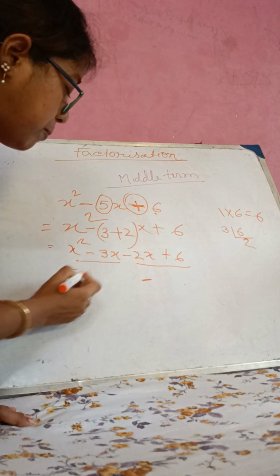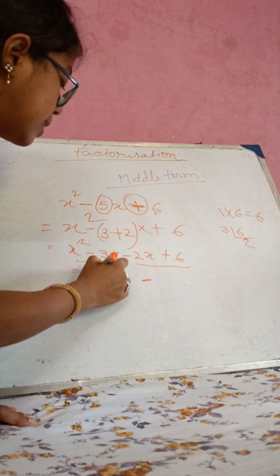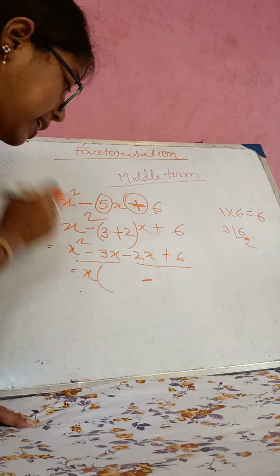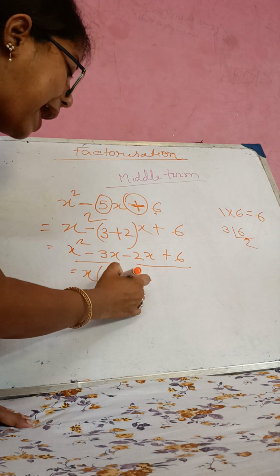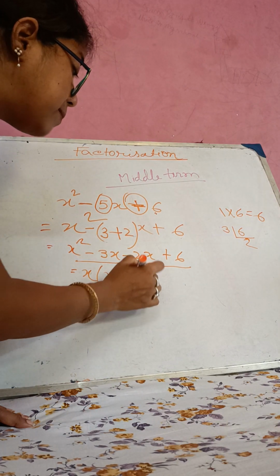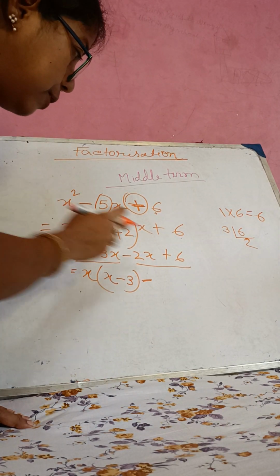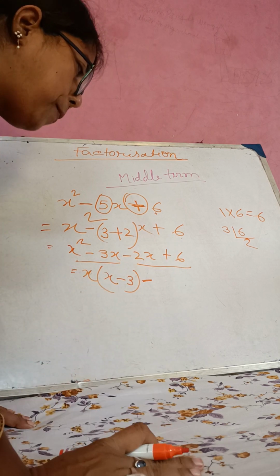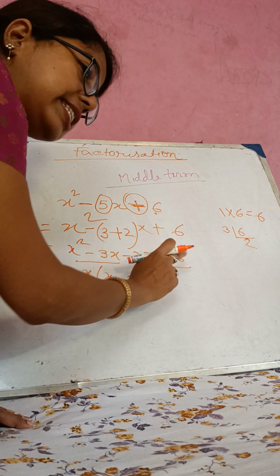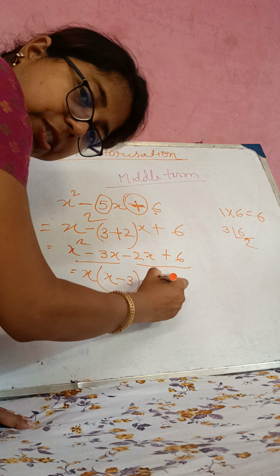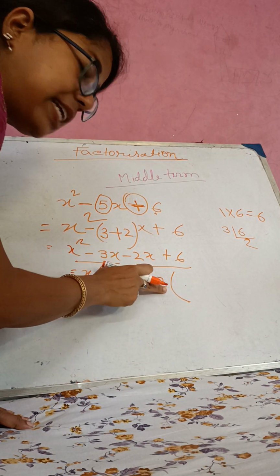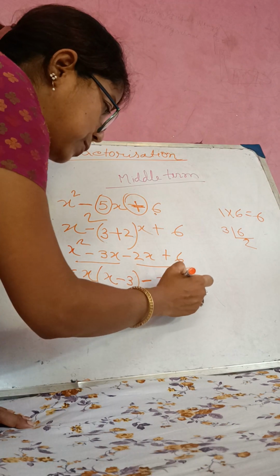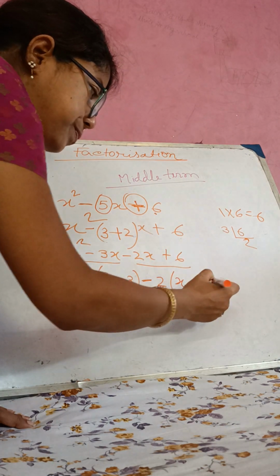Now for the first two terms, what is common? x is common. If x is common, then what is left? x minus 3. From these two terms, what is common? 2 and 6, so 2 is common. Now minus 2 I am taking common. That means x will be there.